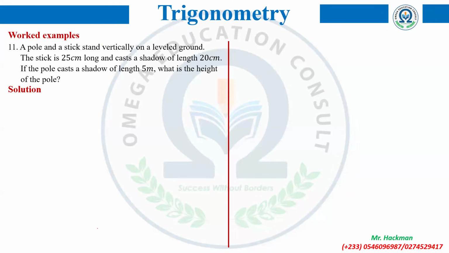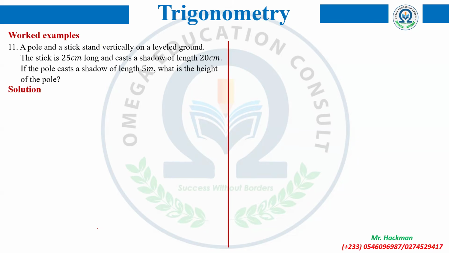A pole and a stick stand vertically on a level ground. The stick is 25 centimeters long and casts a shadow of length 20 centimeters. Let me finish, Frimpoma, I'll give you the opportunity to. If the pole casts a shadow of length 5 meters, what is the height of the pole?